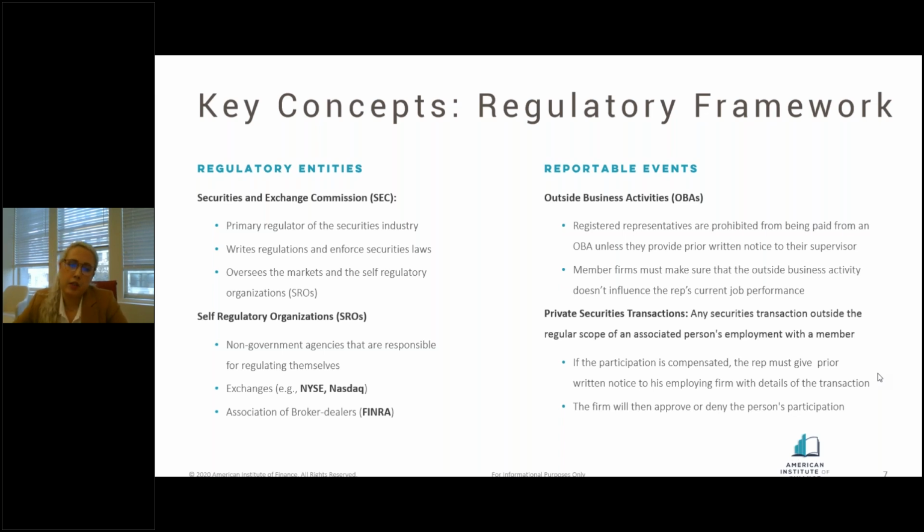And then when it comes to private securities transactions or selling away, that's essentially any securities transactions outside of the regular scope of an associated person's employment with a member firm. So if the participation is compensated, then the rep must give prior written notice to his employing firm with details of the transactions. And then the firm will decide whether they want to approve the transaction and the person's participation or not. So these are the main concepts of the SIE exam.